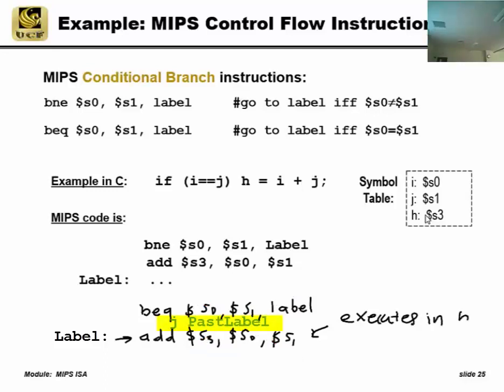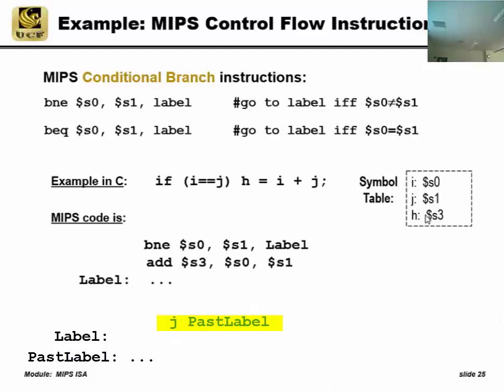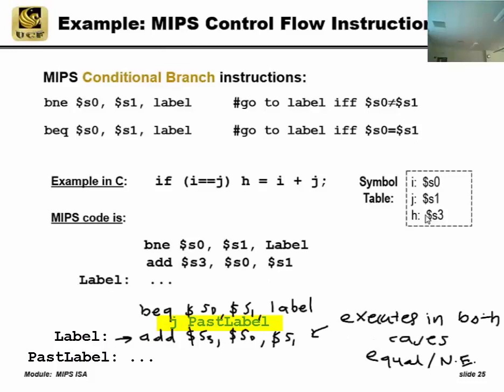What you can do is you can say jump here to past label. So past label is another symbol I'm declaring with the colon here. And what are we going to do here? That's the next instruction. So how does this work using the positive logic, which matches this? So if S0 is equal to S1, I equals J, then go to label. Label's here. We add S0 and S1, which is I plus J, stored in S3, which is H.